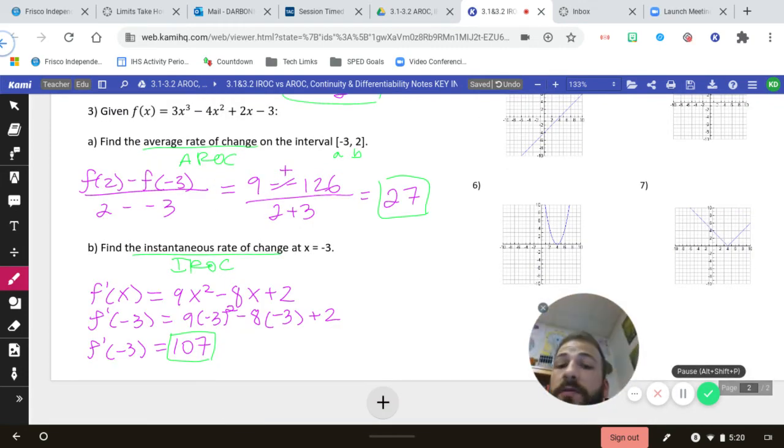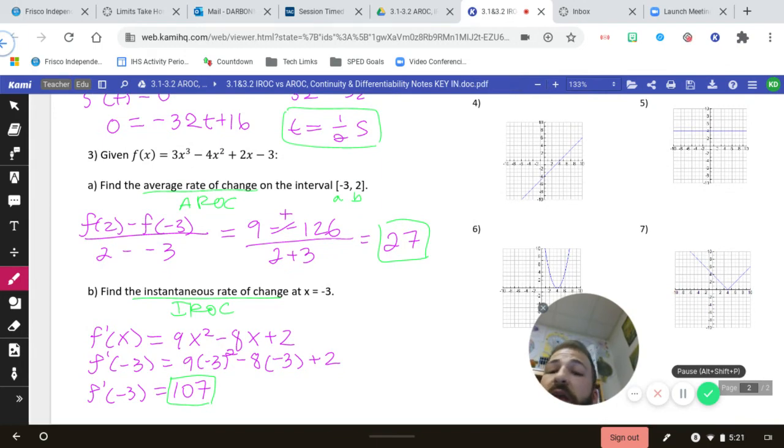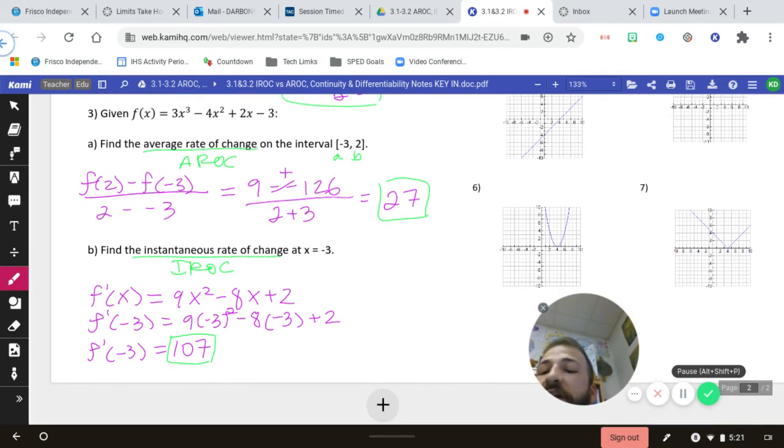All right, y'all. So average rate of change, a to b: f of 2 minus f of negative 3, over 2 minus negative 3. Remember that minus a negative becomes a positive. f of 2 is 9. f of negative 3 is negative 126. So that negative and negative also becomes a positive. Simplify that out and you get 27. Instantaneous rate of change, we find the derivative. I plug my x value into the derivative and evaluate all the way out.